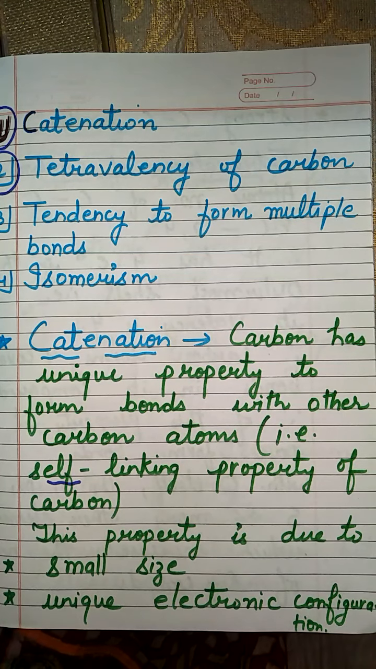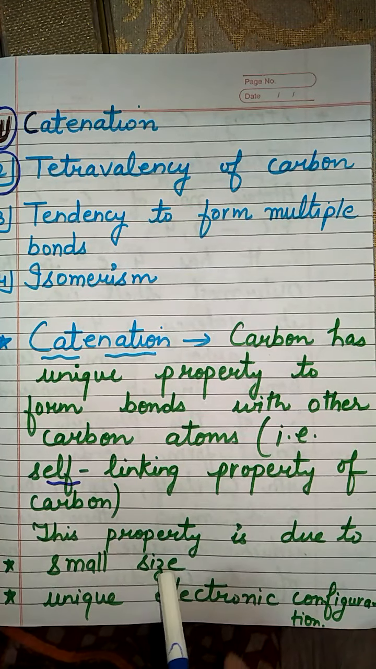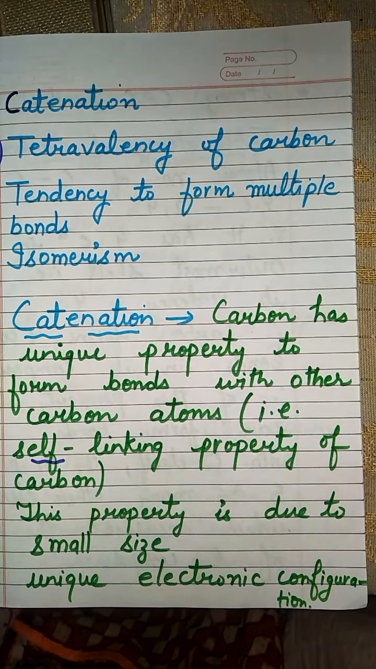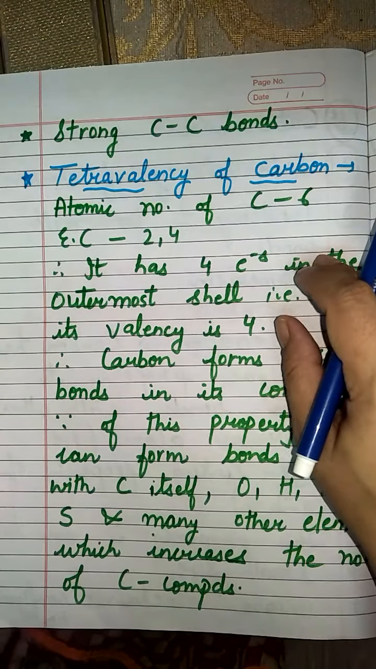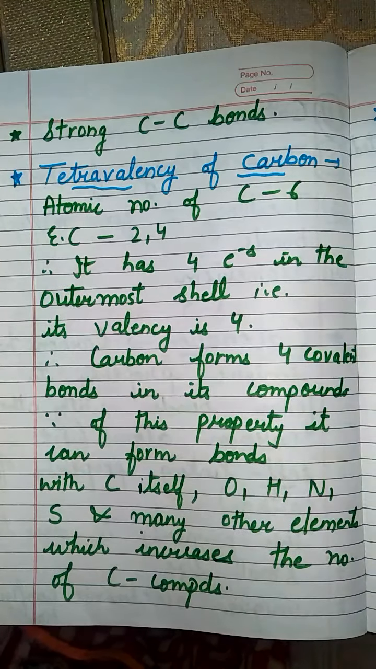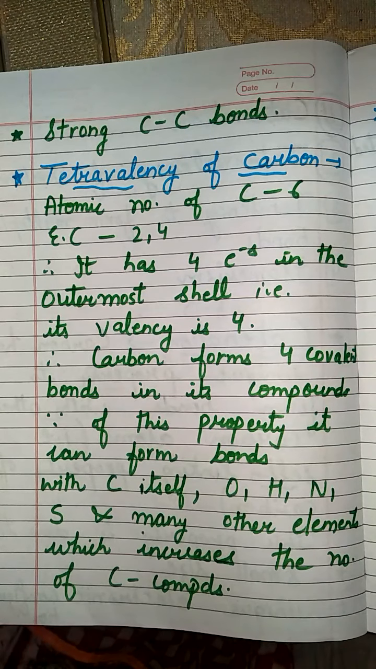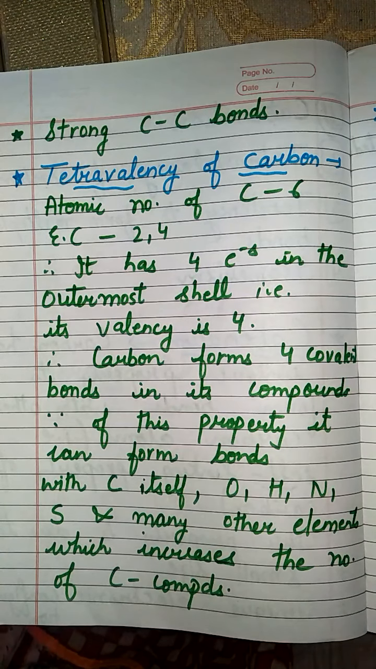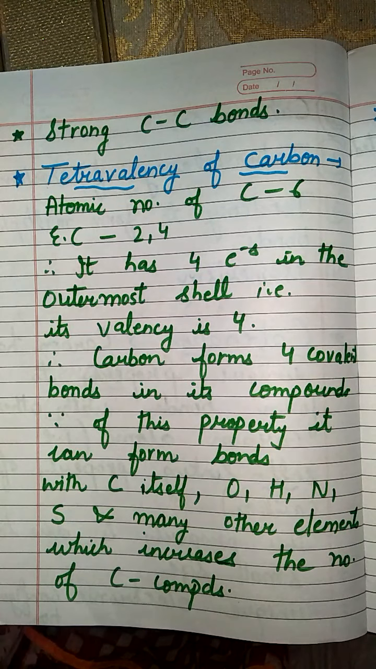Why is this property exhibited? This property is due to, number one, small size. Its size is small. Then, its unique electronic configuration. Why is it unique? Because it has 4 electrons in the outermost shell. And the third is strong carbon-carbon bonds. Whenever the bonds are formed, they are strong bonds. So because of these three reasons, carbon shows the property of catenation.